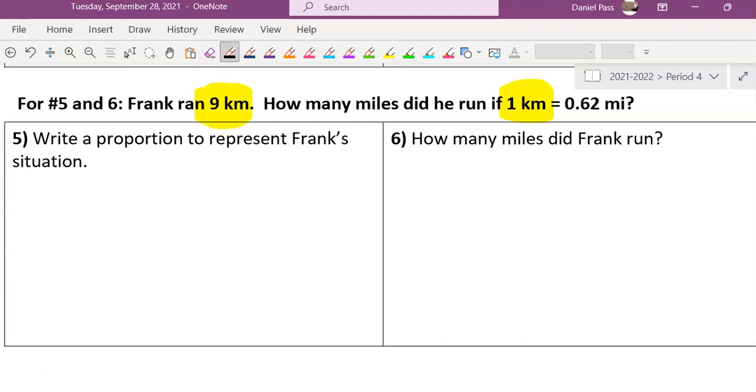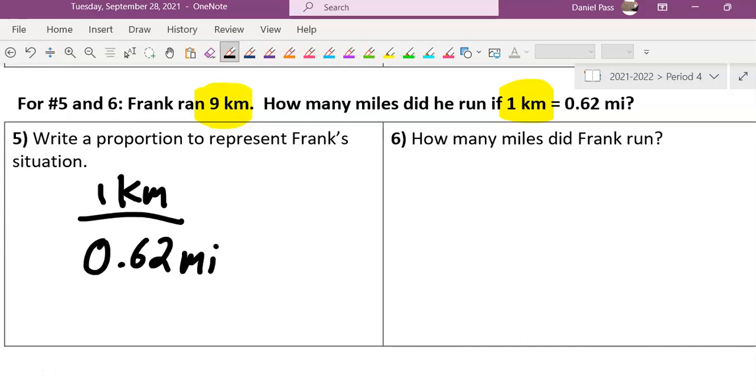Okay. What is your proportion? I put 1 kilometer over 0.62 miles, equals 9 kilometers over x. Do we agree with that? Yeah? Okay, cool. Now, how do we solve it?